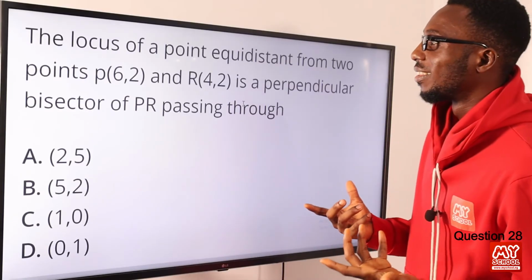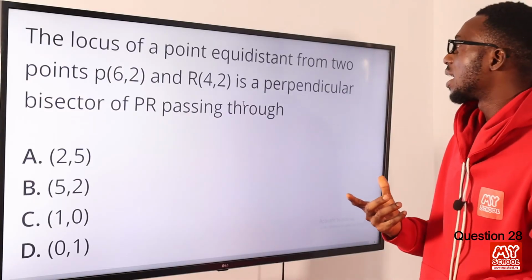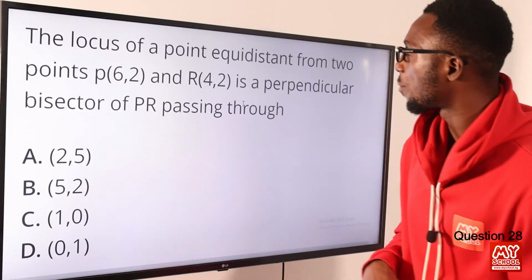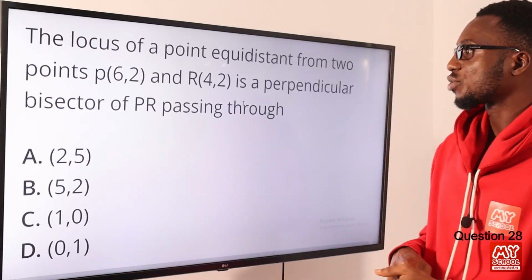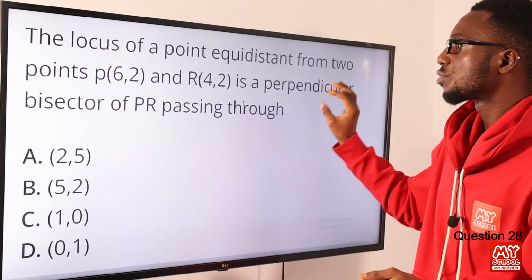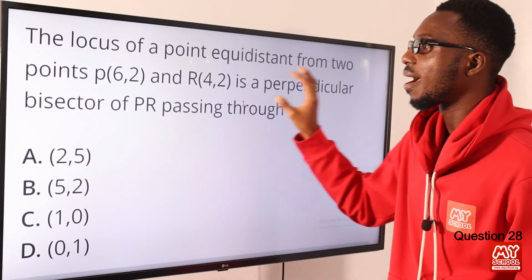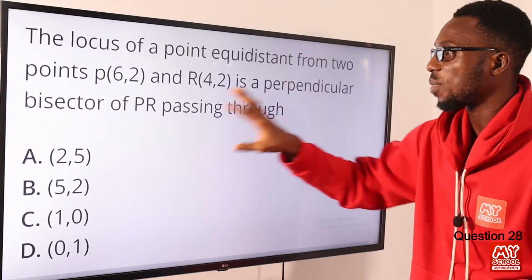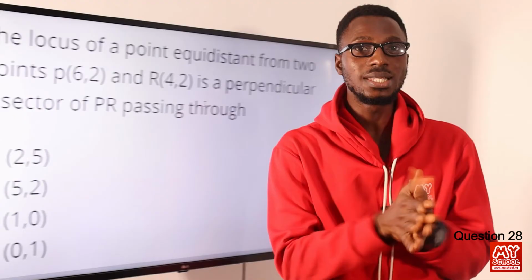28. The locus of a point equidistant from 2 points P(6, 2) and R(4, 2) is a perpendicular bisector of PR passing through where? Okay, so we look at this perpendicular bisector. All right, so we are not able to find the equation. So this is where our focus is. So this is very, very easy.